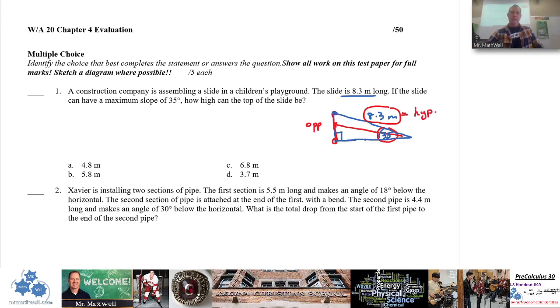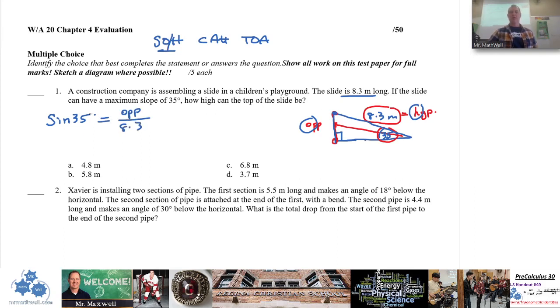Okay? Also, what you need to remember is SOHCAHTOA, right? SOHCAHTOA. So which trig function has opposite, O, and hypotenuse, H? First one, right? So that is sine, right? So you set up your equation like this. Sine of the angle that we're talking about, which is 35, equals opposite divided by hypotenuse. Opposite, we don't know what it is. Hypotenuse, 8.3.